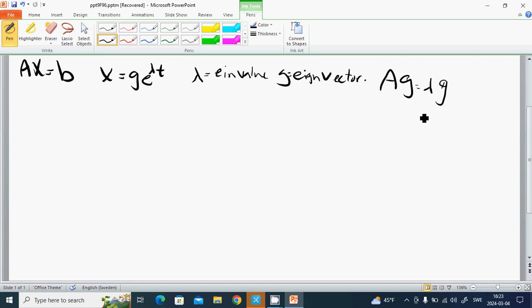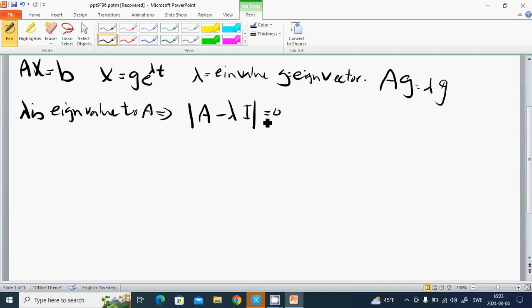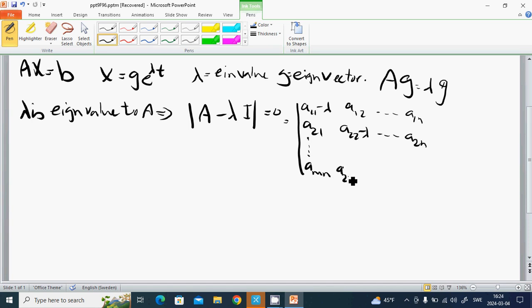If λ is an eigenvalue of A, then the determinant of A minus λI equals zero. We are going to show this equals the matrix with entries a11 minus λ, a12, up to a1n, a21, a22 minus λ, a2n, and so on, down to amn minus λ. And this determinant is zero.